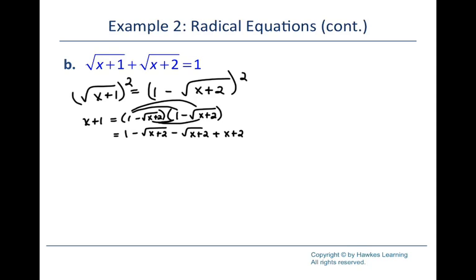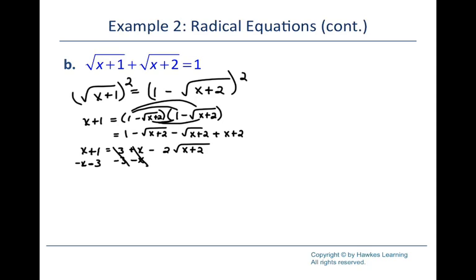So on the left we still have our x plus 1. Now what do we have on the right? We have 1 plus 2 at the very end, which is a 3. Then we have a plus x and minus 2 times the square root of x plus 2, because there's 2 of those square root of x plus 2's there. Now we're going to subtract our x and subtract our 3, so we end up with just the square root part on the right.